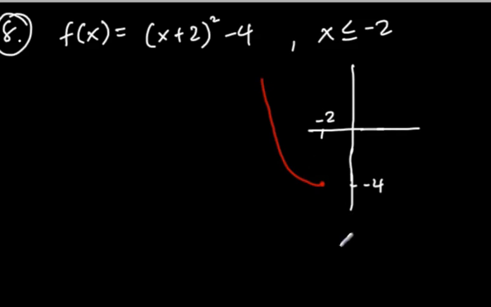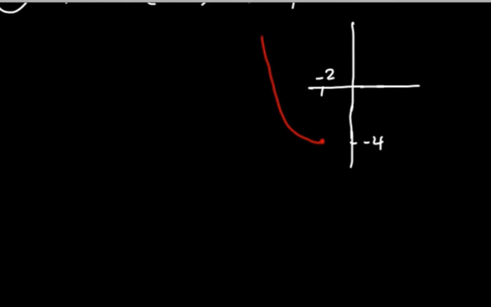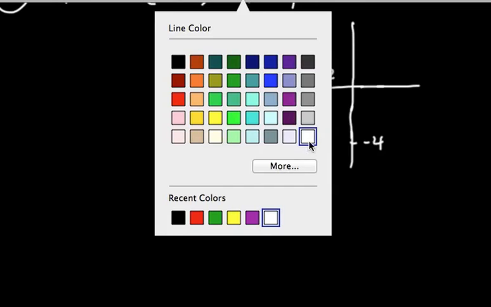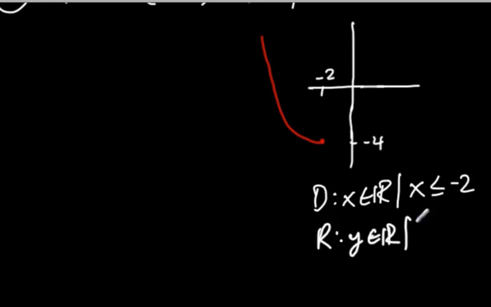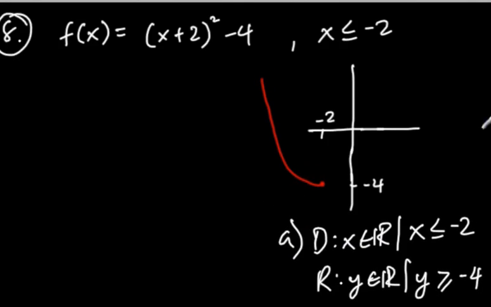All right, so let's get the domain and range of this function. The domain is x is an element of reals, and x is less than or equal to -2. And the range is y is an element of reals, and y is greater than or equal to -4. So that's part A, the domain and range of the original function. Let's do part B, which is the inverse.